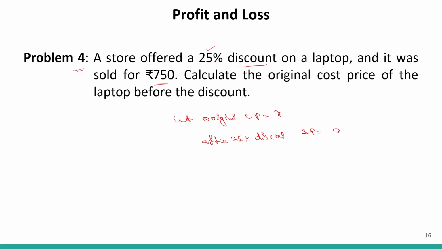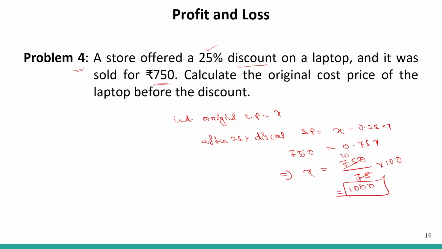SP is equal to what? X minus 0.25 into X, right? So this will be equal to 0.75x. So this is given to us as 750. So this implies that x is equal to 750 by 75 into 100, right? So this is 10. So this will be nothing but 1000 rupees. So the original price of the laptop is this much amount. So before the discount, its original price was 1000 rupees.